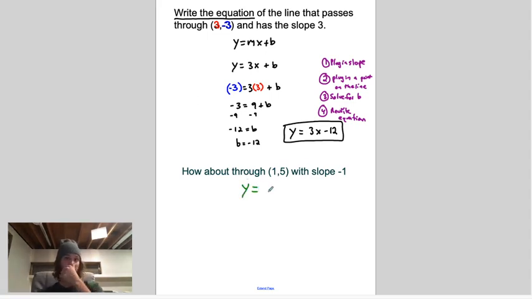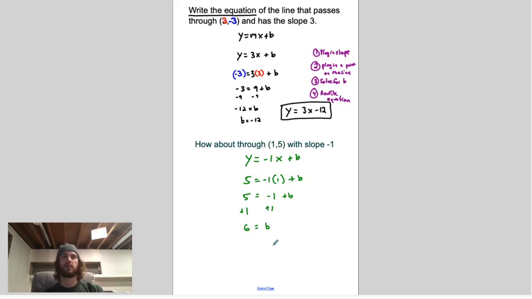Okay, y equals, I'm going to plug in the slope of -1, -1x plus b. Now I'm going to plug in my point. My point is 1, 5. So 5 goes in for the y, 1 goes in for the x, plus b. Multiply those two, and you get 5 equals -1 times 1 is -1, plus b. Add 1 to both sides, you end up with 6 equals b. Fantastic. So my equation is y equals -1x, or just -x, plus 6. It's kind of fun.